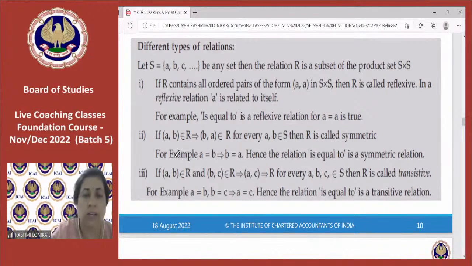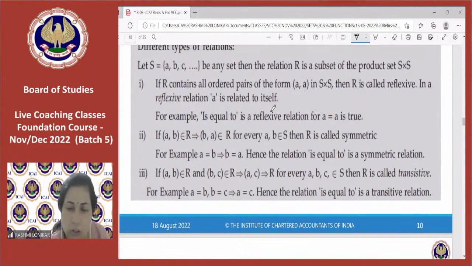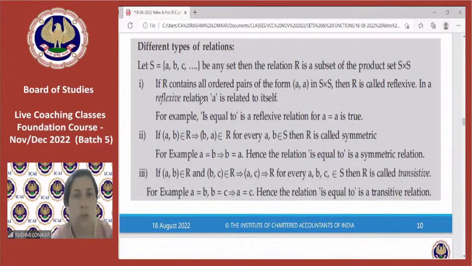Now we are talking about different types of relations. There are three types of relations. Relations can be reflexive, transitive, and symmetric. If I have the set S, say {A, B, C}, any set, then the relation R is a subset of the product S cross S. Now the relation R containing all ordered pairs of the form (a, a) in S cross S is called reflexive. What does reflexive mean? That I can see myself, reflection. In the mirror, what happens? If you stand in front of the mirror, you can see yourself. Same thing. It is reflexive means (a, a).